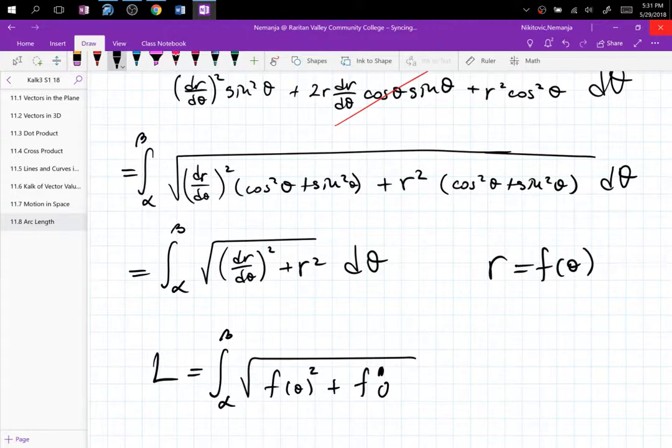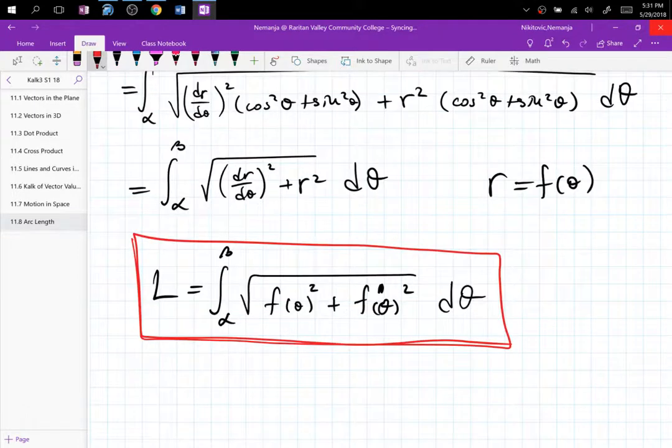Of course, it's math. So that will be the polar form of arc length.